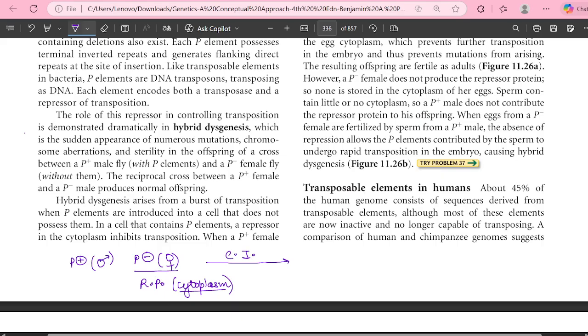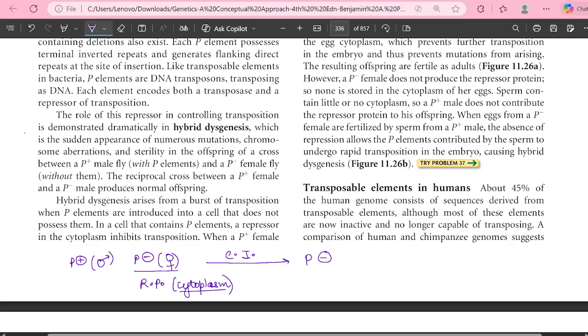So through this cytoplasmic inheritance, the progenies will be P negative. Why? Because the cytoplasmic inheritance always takes place from the mother. The mother's cytoplasm is passed into the progeny, and in that condition, if the mother is not having this gene coding for repressor protein, then the progenies will also not have the same repressor protein.